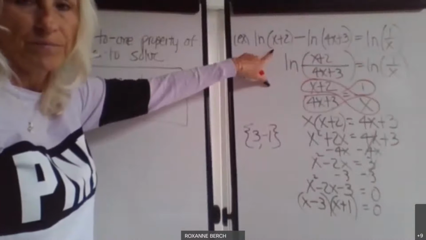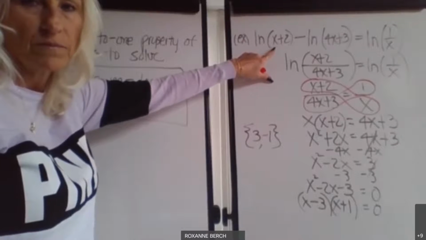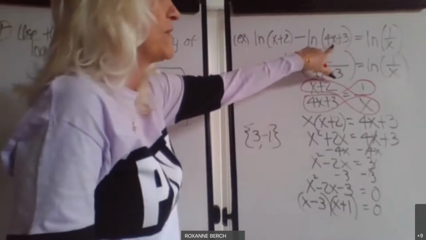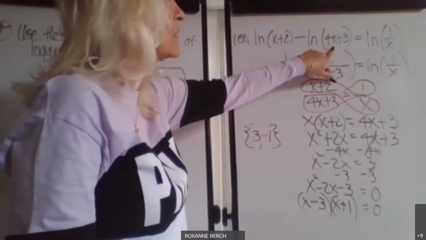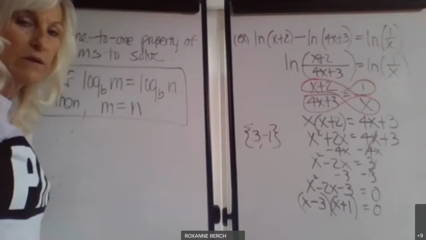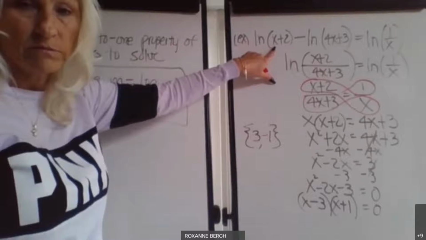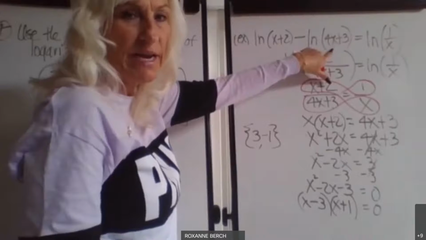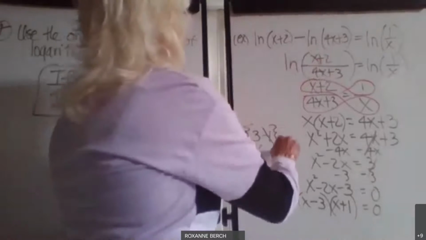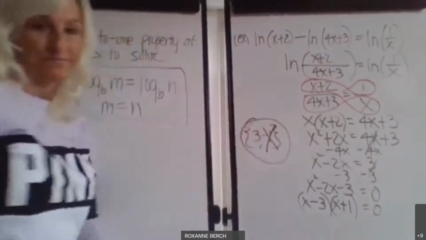Okay, so can you have a positive 3 there? Yes. That would be 4 times 3 is 12 plus 3. Can you have that? Yes. Okay, what about a -1 here? Yes, but can you have a -1 there that gives -4 plus 3? No. No, so you have one solution.